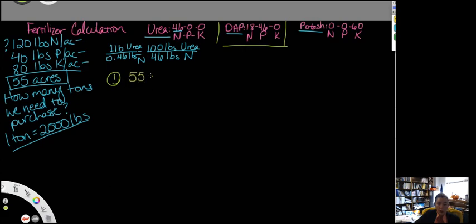So we'll have 55 acres is our field. And then since we're using DAP first, we're starting with our P. So our rate that we need to put out for phosphorus is 40 pounds of P per 1 acre.